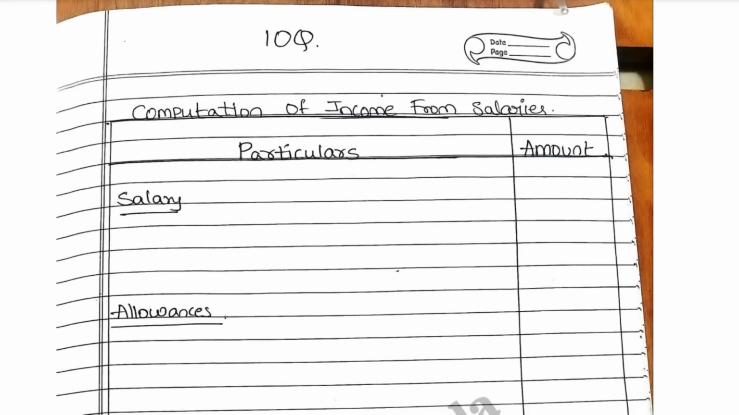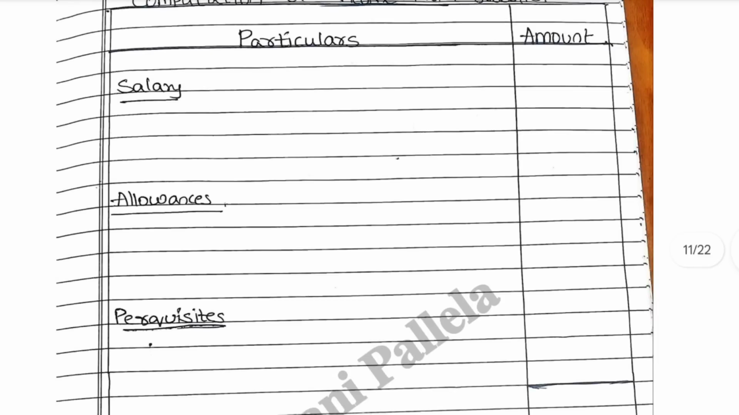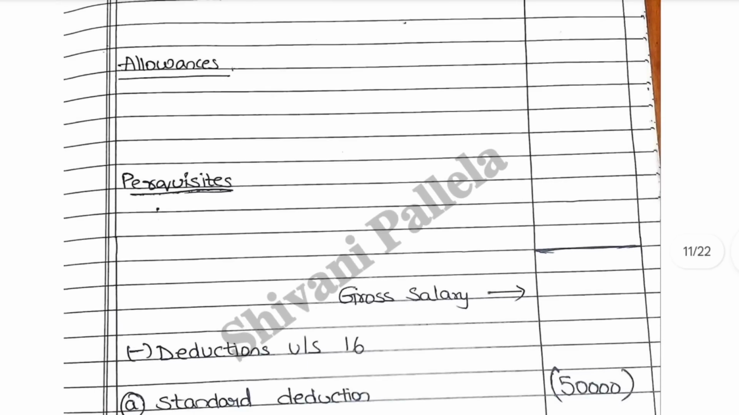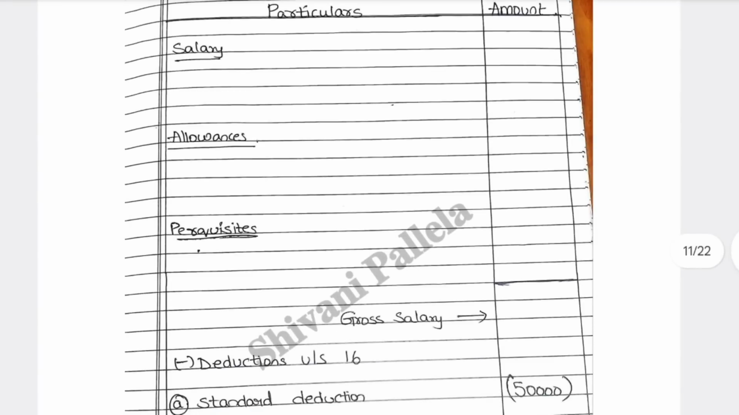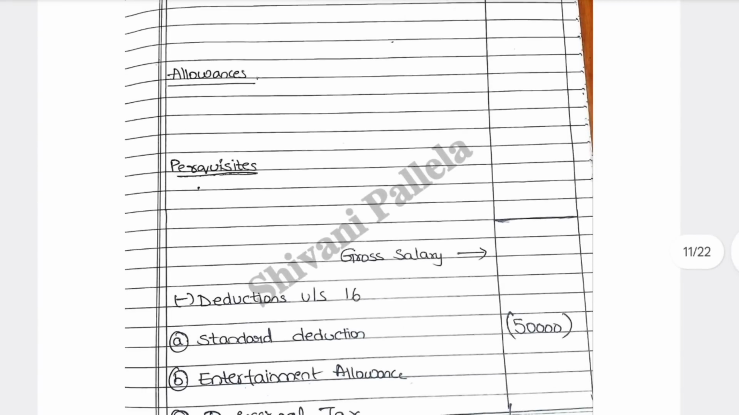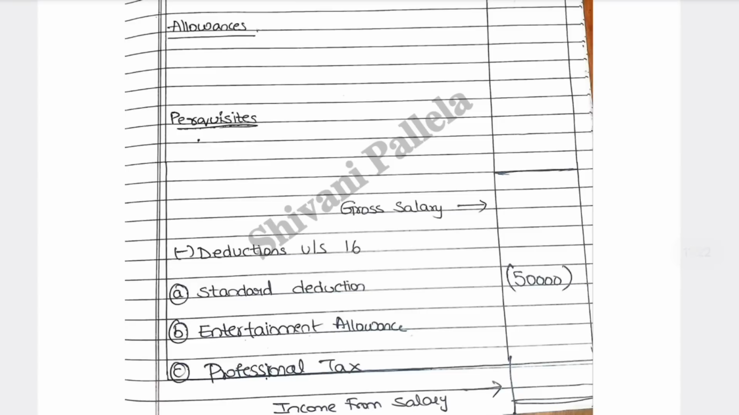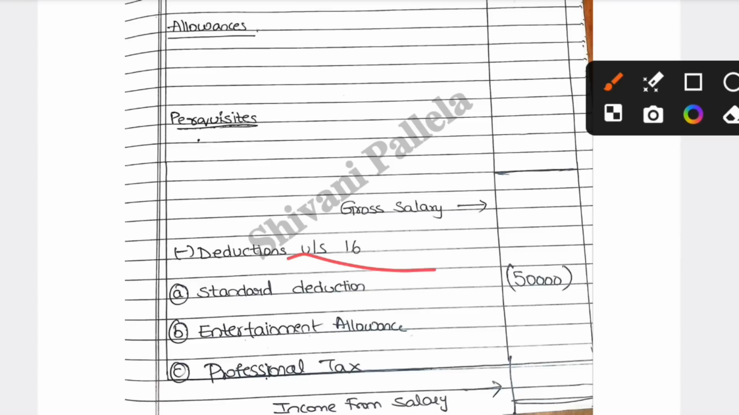In the 10th question, you will get an income from salaries question. In that, mainly salaries, allowances, perquisites, all these things you need to write. This is the pro forma, see. So salaries, allowances, perquisites, then if you add all these things you will get gross salary. Deductions under section 16 you will have. What you will have under section 16?